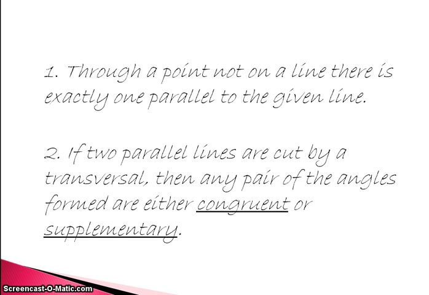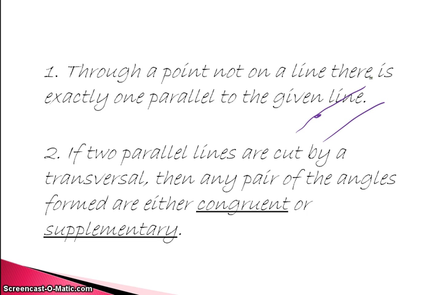One of them is, through a point not on a line, there's exactly one parallel to the given line. So what this is saying, if we have a line and a point, there's only one line that's going to be parallel to the original line through that point, and one line only. So that's really all it's saying.